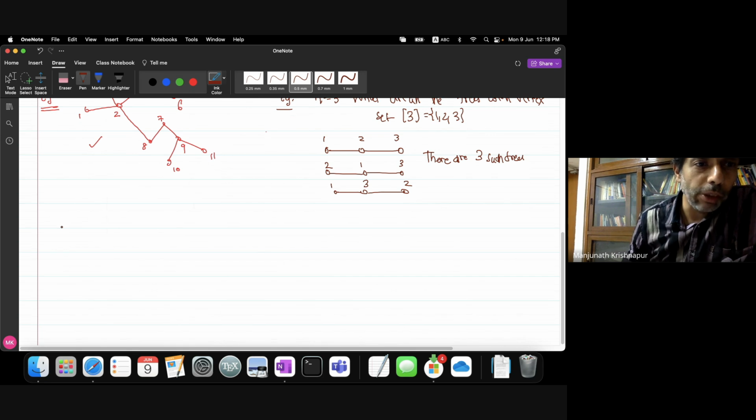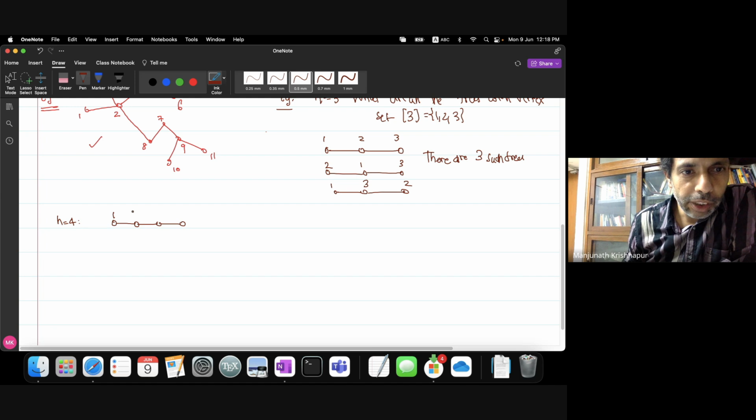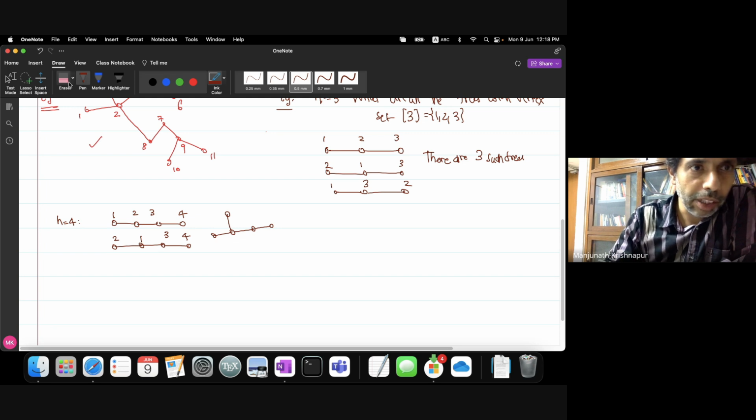When n is 4, there are lots of trees. I will not write all of them. There are 16 trees according to Cayley's formula. So for example, this is an example of a tree, whereas this would be a different tree. And this is yet another tree. Oh, sorry, 1, 2, 3. So I made a mistake.